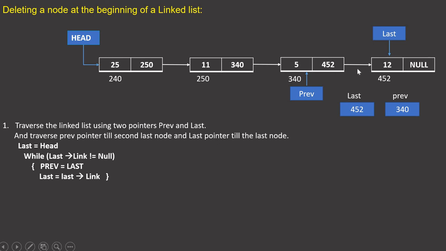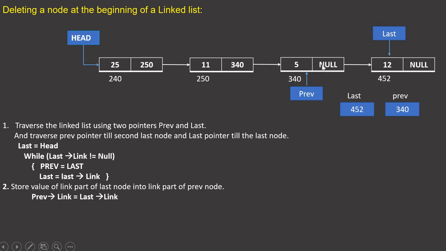Now I'm going to copy this null value inside this. So what I will write is: store the value of the link part of the last node into the link part of the previous node. Previous link is going to store the value of last link. Last link is null, so it will be copied here. Now it's having the value null.